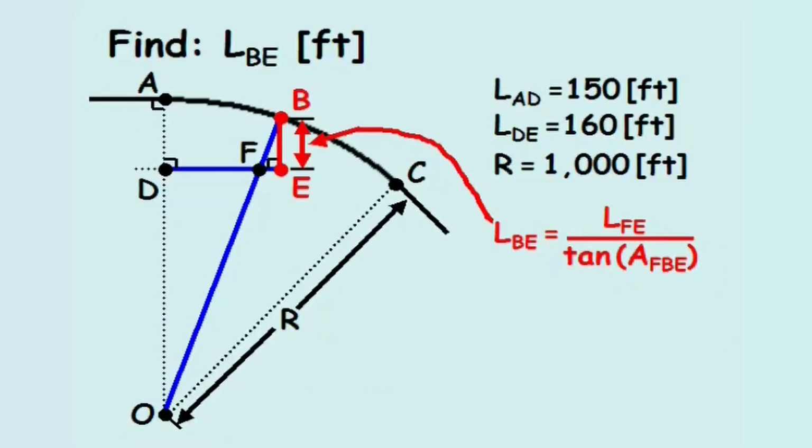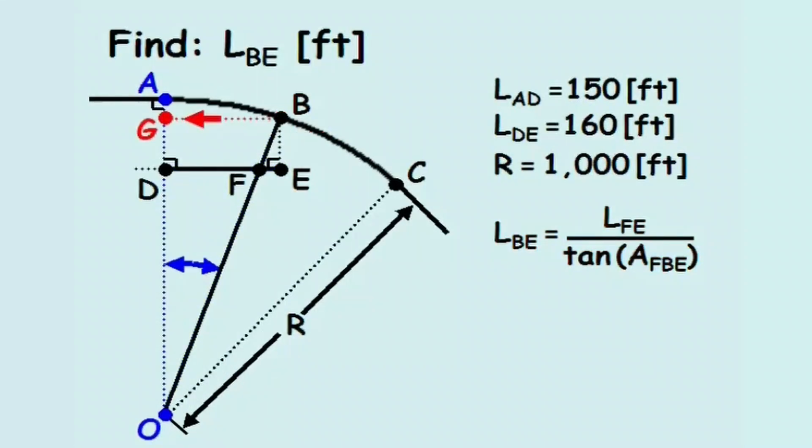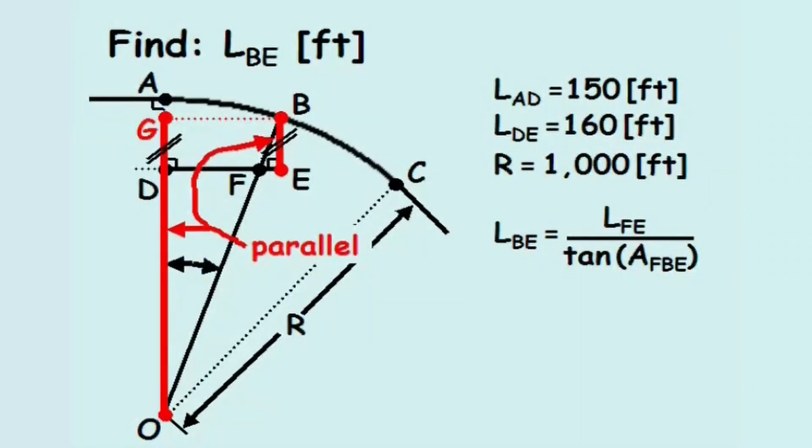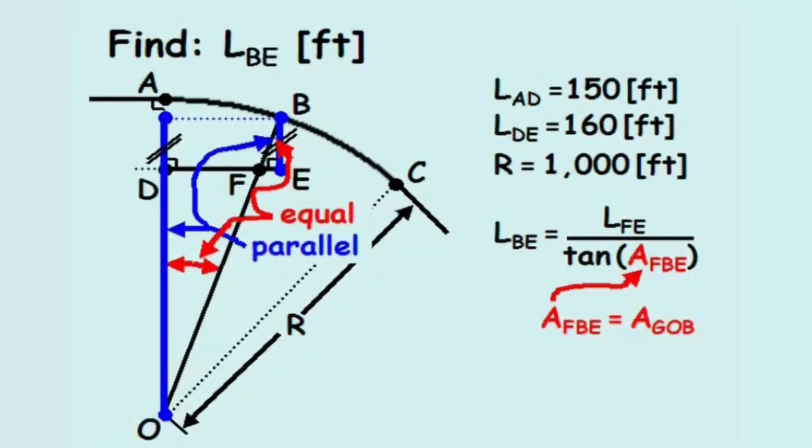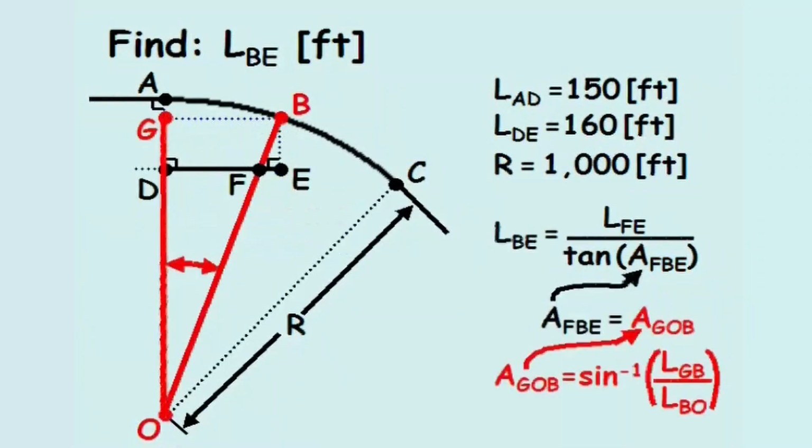Next, we'll create point G, which is a projection of point B onto line segment AO. Since lines GO and BE are parallel, then angle GOB and angle FBE are equal. Angle GOB equals the arc sine of the quotient, the length of line segment GB divided by the length of line segment BO.